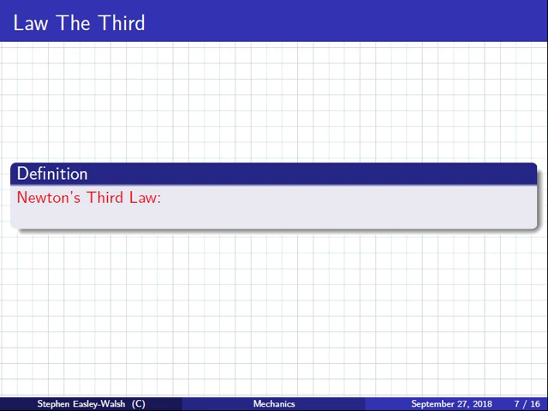Okay. So Newton's third law says for every action, there is an equal and opposite reaction. Still have a little bit of memory in the corner. Good. This is what you were thinking, the action and the reaction. Okay, so here's a picture.